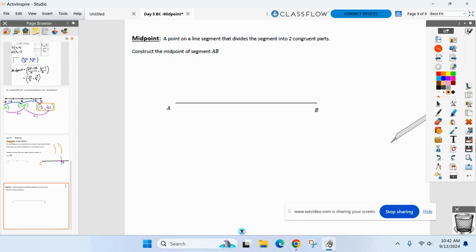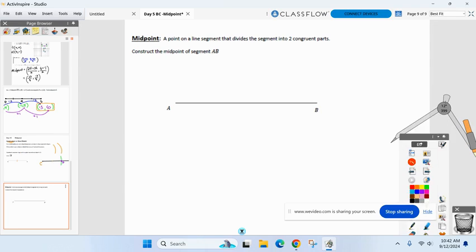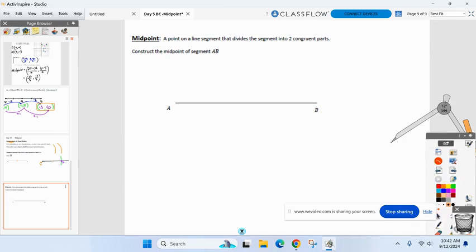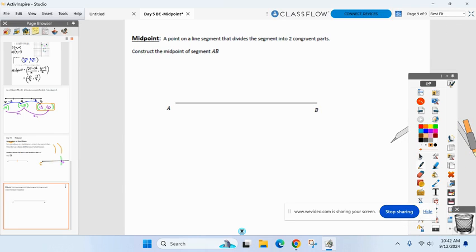All right, how do I find the midpoint now using my compass? No ruler. We don't measure and go halfway. I like this one a lot. All right, take your compass. You don't need to make anything extra. We're going to do it right on the line segment. Find the midpoint of AB.